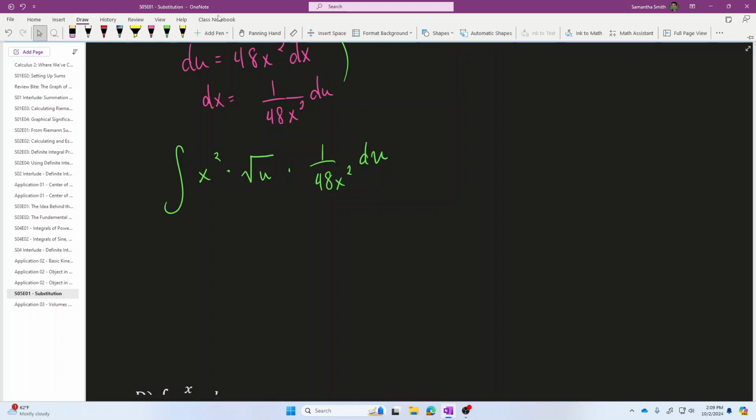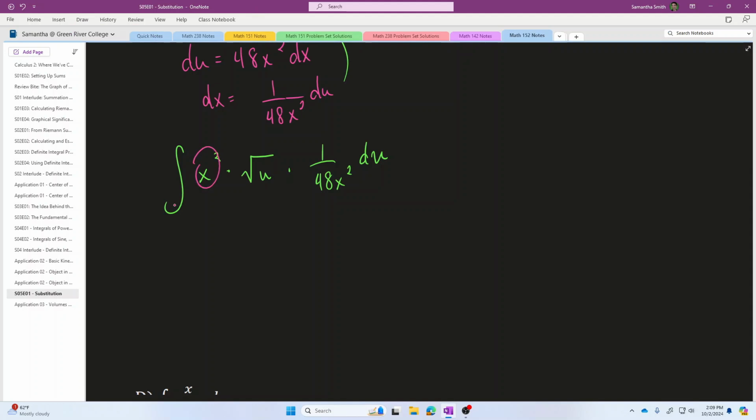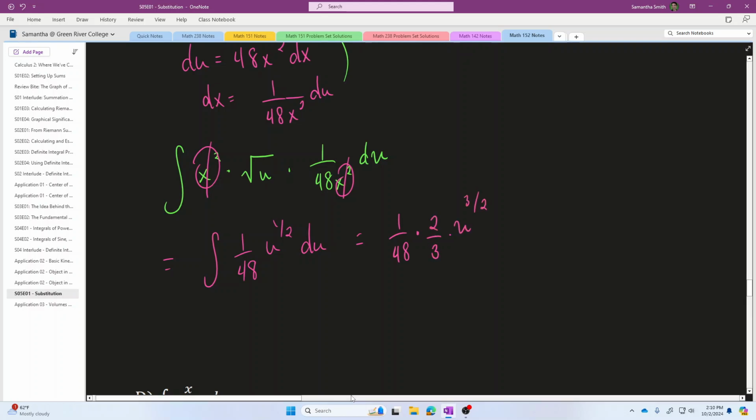Behold, I have now achieved a cancellation of this x squared in the front and this x squared in this denominator. So what is left is a really simple integral, 1 over 48 u to the power 1/2 with respect to u. And this is an integral that I can calculate just using power rule. Copy the constant multiple, increase the power by 1 unit, and divide by the increased power.